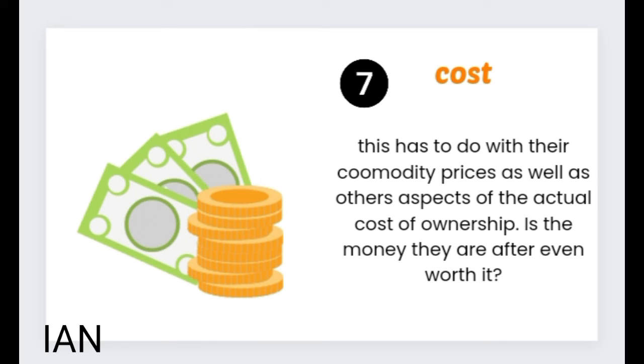Next is the cost. This has to do with their commodity price as well as other aspects of the actual cost of ownership. Is the money they are after even worth it? So the number 7 says that it is the sum of the cost associated with the process to plan, source, deliver, and return. And pwede din dito ma-include all of the cost of materials, labor, and other expenses incurred in the production of the goods and services.